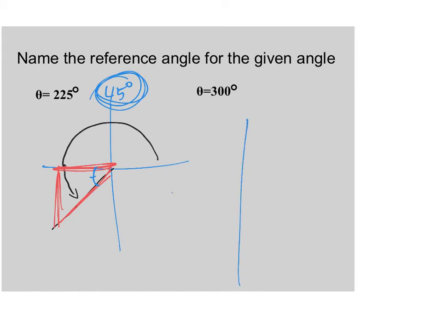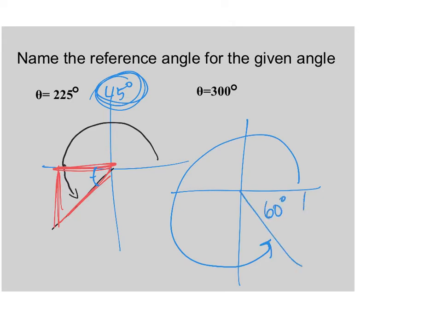All right. If you do 300, that should be pretty easy because I think right away, oh, it stopped short of 360 by 60 degrees. And now if I set that up, it's going to be a 30, 60, 90. And the important angle is the central angle. So it's 60. 60 is the reference angle and the central angle. Okay, moving on.